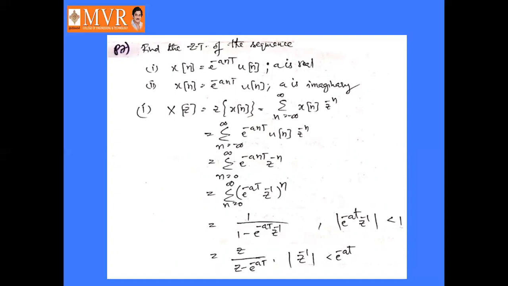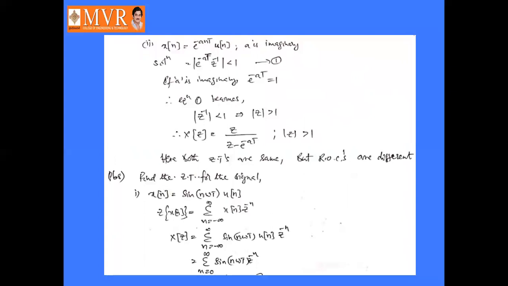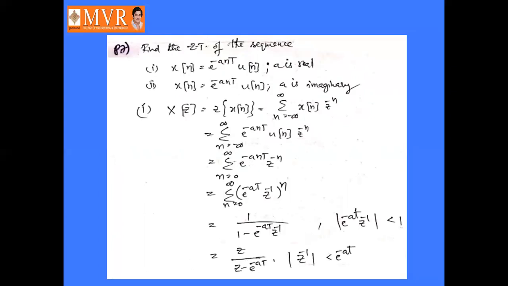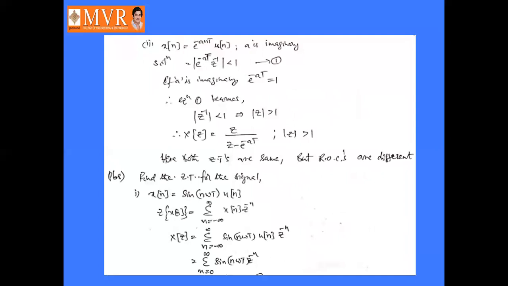So X of z equal to Z transform of x of n, that is equal to sigma n is minus infinity to infinity x of n into z power minus n. It is e power minus a n T into u of n into z power minus n. So here the limits change from 0 to infinity, e power minus a n T into z power minus n, that is (e power minus a T z power minus 1) whole power n. So this is the solution: z by z minus e power minus aT, with mod z power minus 1 less than e power minus aT, if a is real.